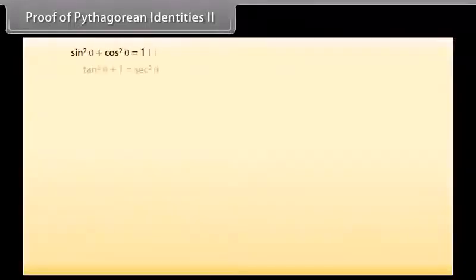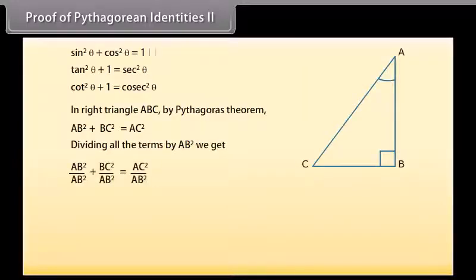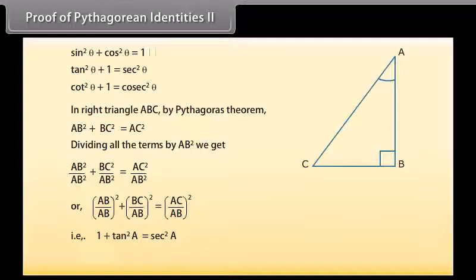Proof of Pythagorean identities 2. Similarly, we will prove these two identities. In right triangle ABC, by Pythagoras theorem, AB square plus BC square is equal to AC square. Dividing all the terms by AB square we can write it as AB upon AB whole square plus BC upon AB whole square equal to AC upon AB whole square. That is, 1 plus tan square A is equal to sec square A. This is true for all A such that 0 degree is smaller than or equal to A, which is smaller than 90 degree.